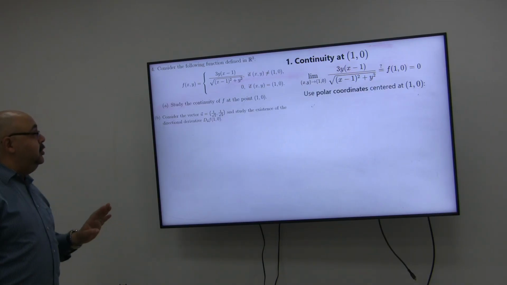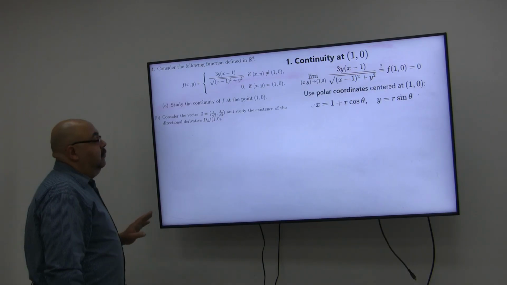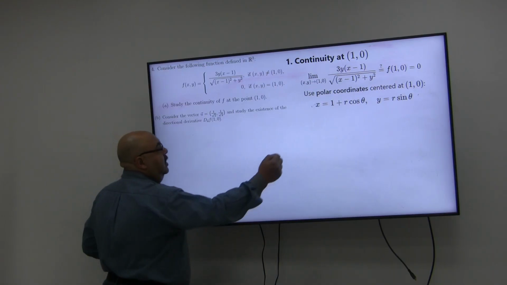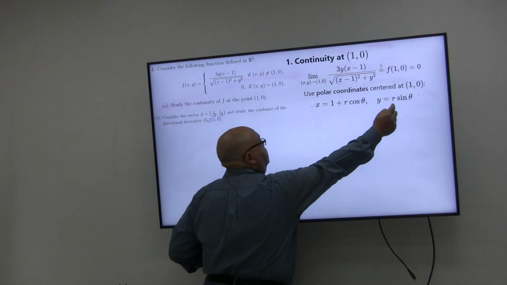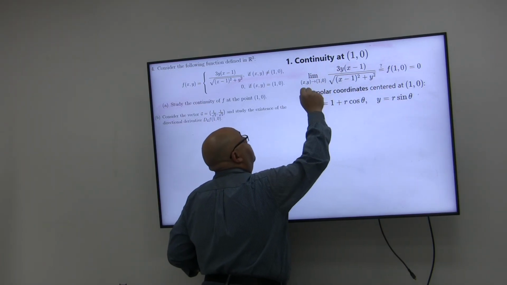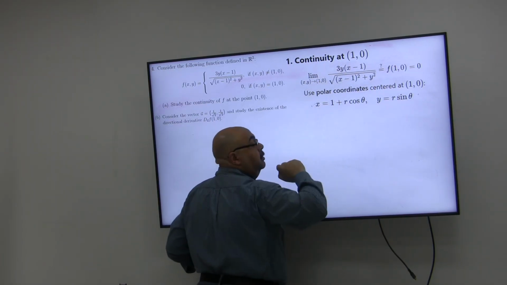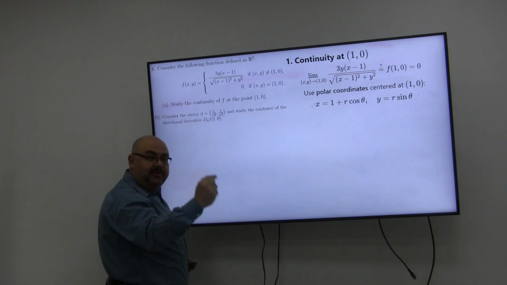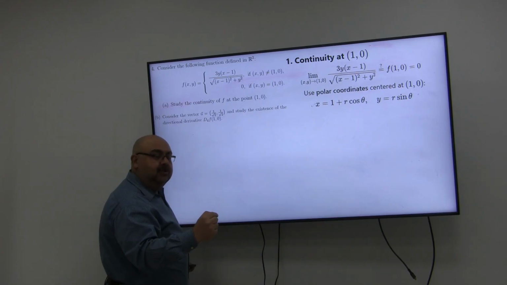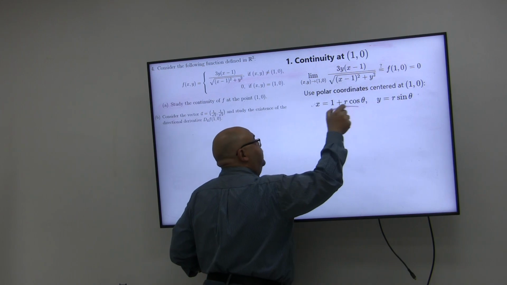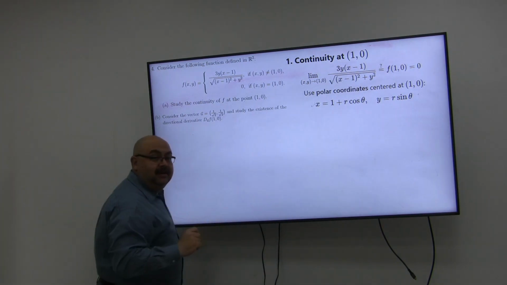So if I want to change to polar coordinates, simply I will use x equal to 1 plus r cosine theta and y equal to r sine theta, because if you remark, I'm approaching 1 and 0. This is the coordinates of the center of the open ball that I'm using. So I will use x equal to 1 plus r cosine theta, and this is in the parametric part.